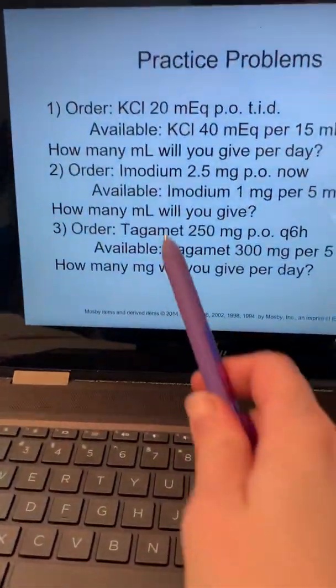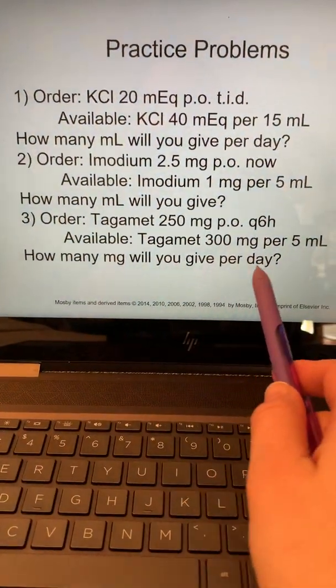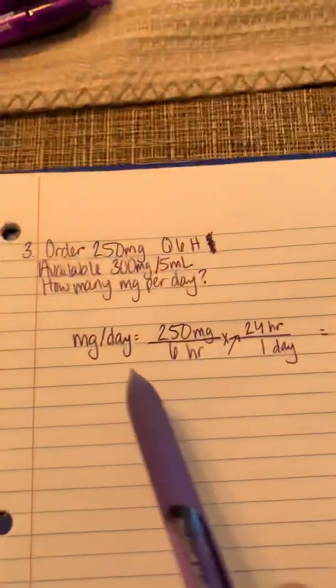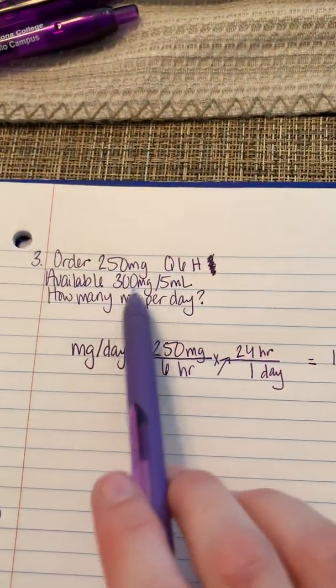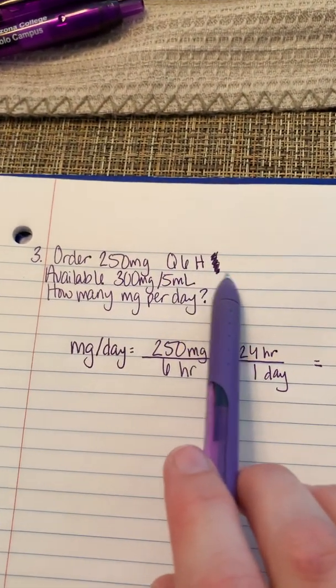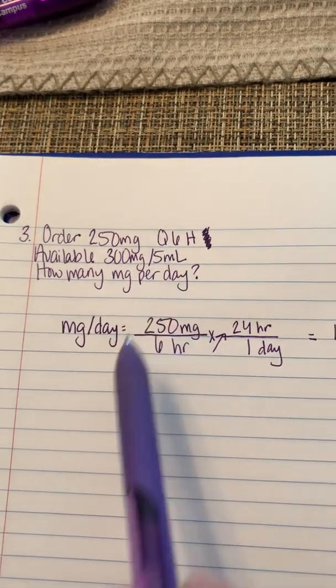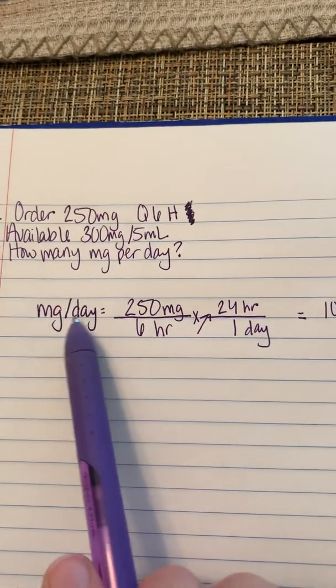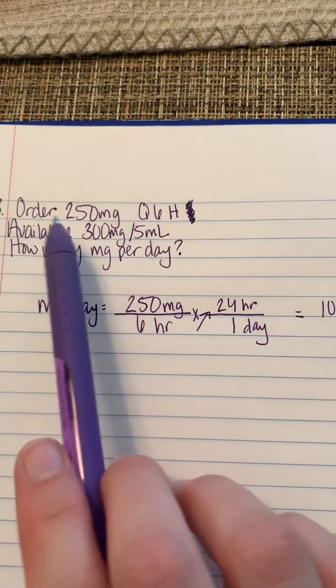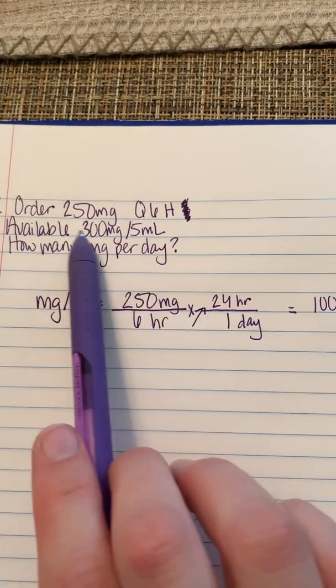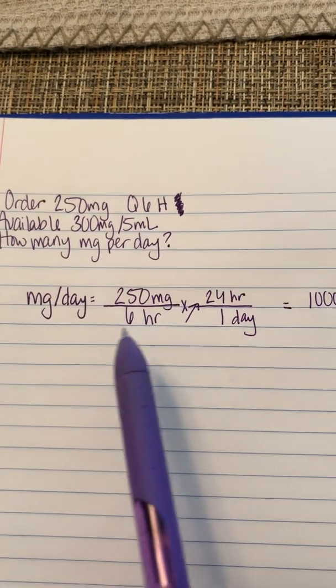And then our third. So our third one is asking how many milligrams you're going to give per day. Another one that has to be dimensional analysis, okay? So this is not asking anything about the milliliters, all right? So we're not going to involve milliliters at all in our equation. It's asking how many milligrams per day, okay? We actually don't even need to know anything about this available amount, okay?